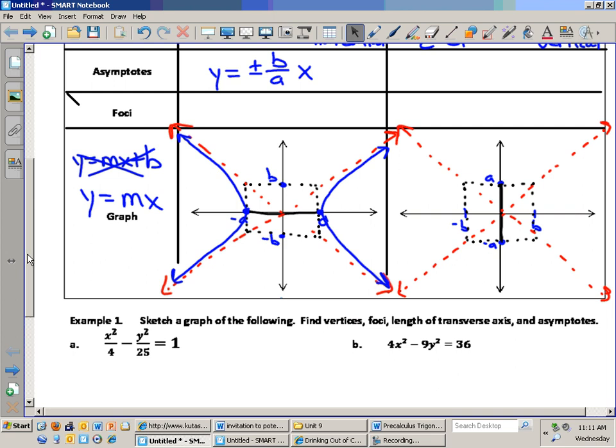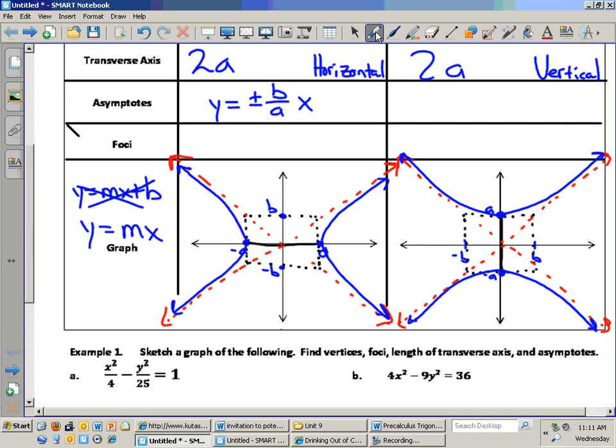Now, instead of going horizontally, these go vertically, and they pass through this vertex spot right here, our a values. As you write an equation for those asymptotes, what is your rise over your run in that situation? A over b. So my equation for my asymptotes will be y equals positive or negative a over b times x.